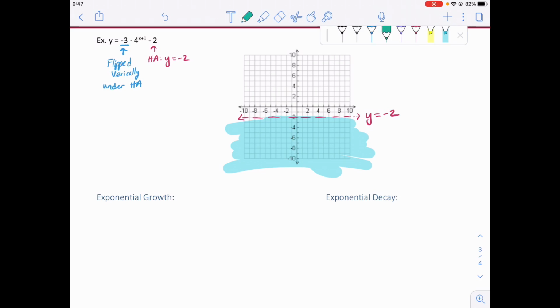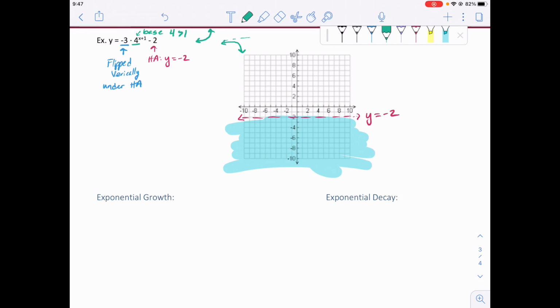And then the last thing we're going to look at is this base. Our base 4 is greater than 1. So we expect normally this would look like this, but it's been flipped. So our graph should look something like this.